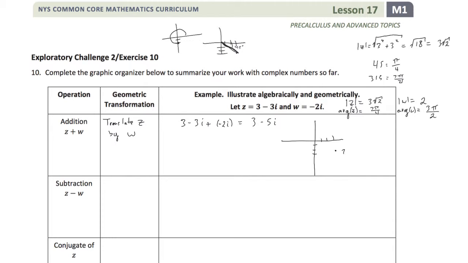So I would go from 1, 2, 3, 1, 2, 3 there. And this is going to be z. And then this is w. So I'm going to take this, which is a distance of 2, and I'm going to move it down to, well, that's supposed to be right there at the 3. Not drawn to scale, but you get the point. And this is z plus w.